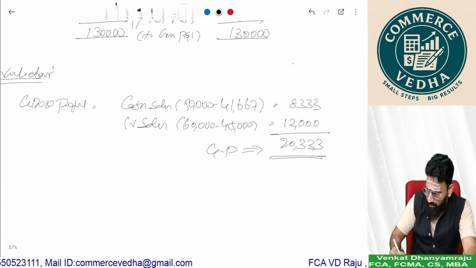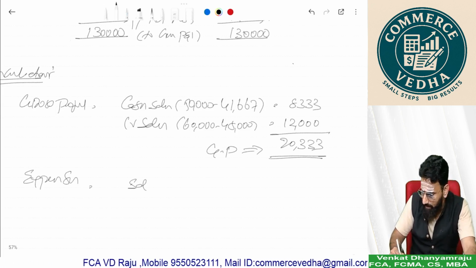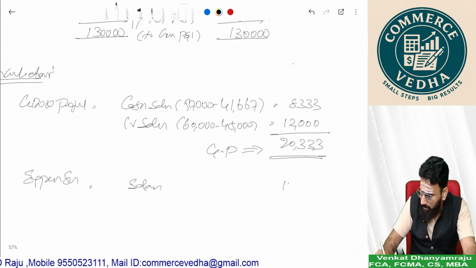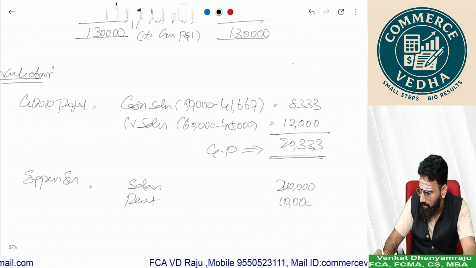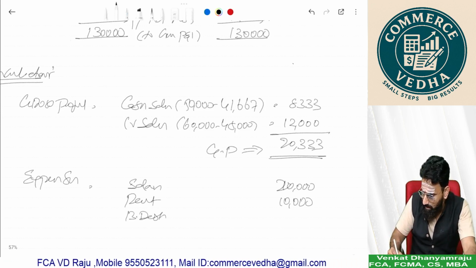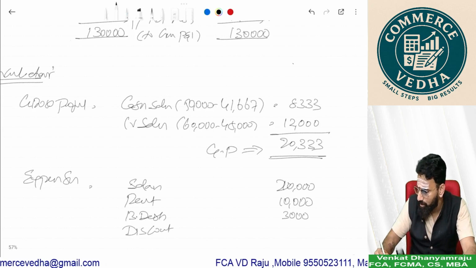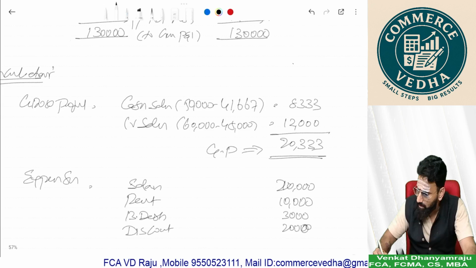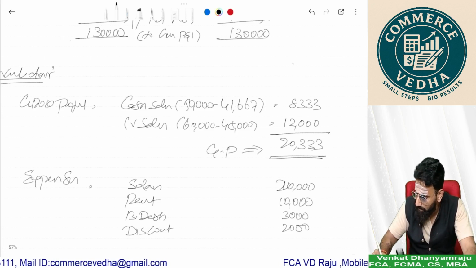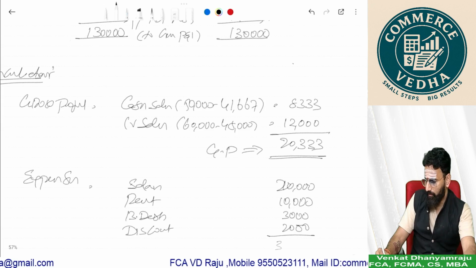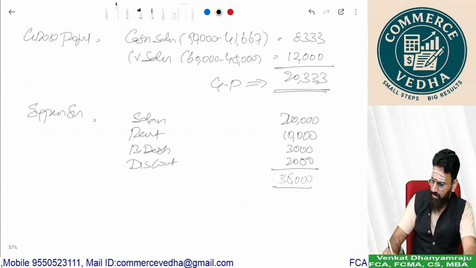Now expenditure. I spent salaries 20,000, rent 10,000, bad debts 3,000, discount 2,000. So my total expenditure is 35,000. This is total expenditure.